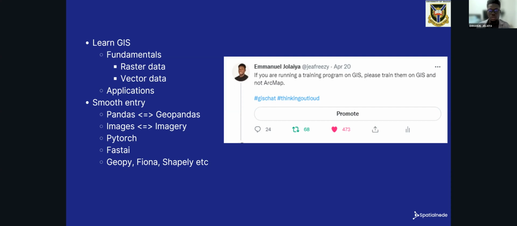And then you can also look at your current industry or the industry you have interest in. You have interest in agriculture, for example. Then you start exploring how you can apply geospatial in that particular industry. That way, it will be beneficial for you.